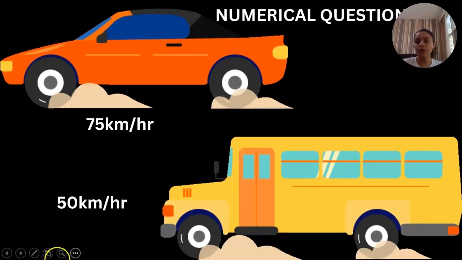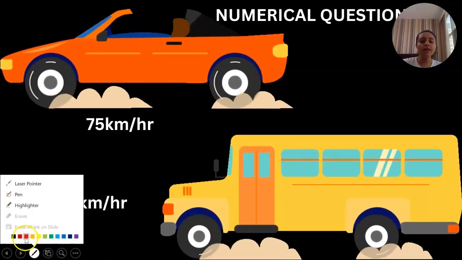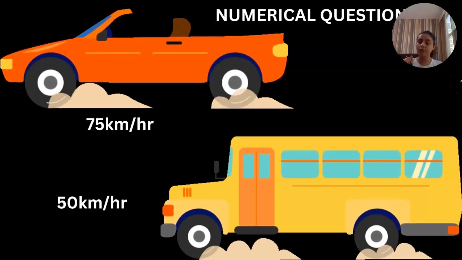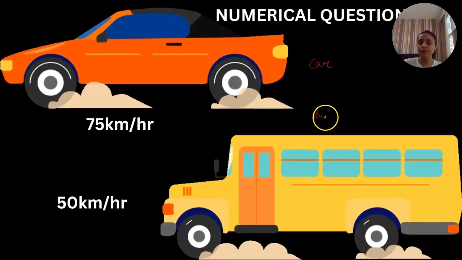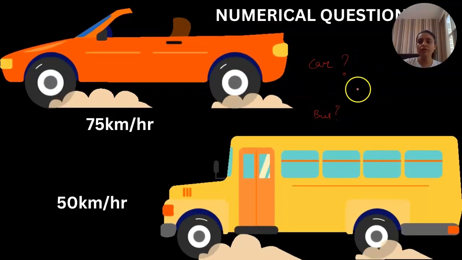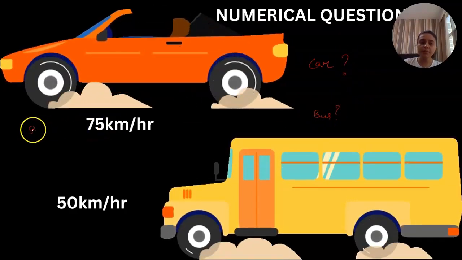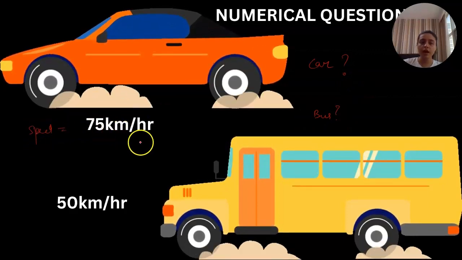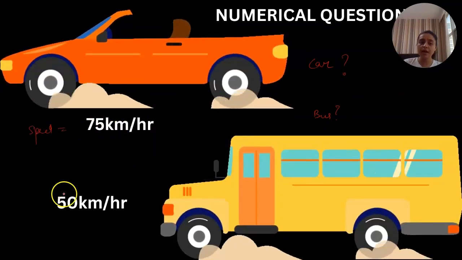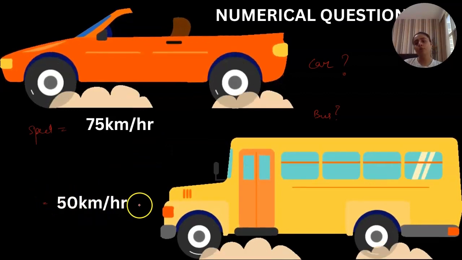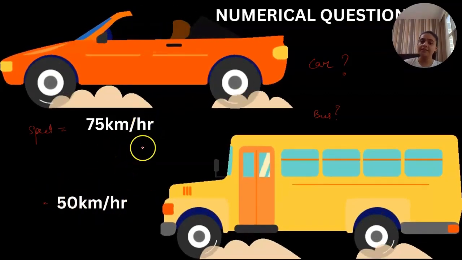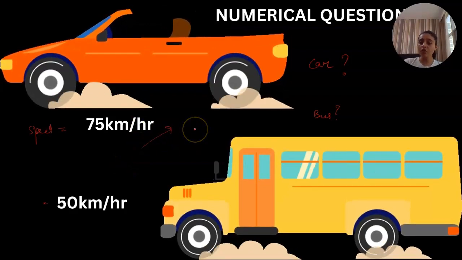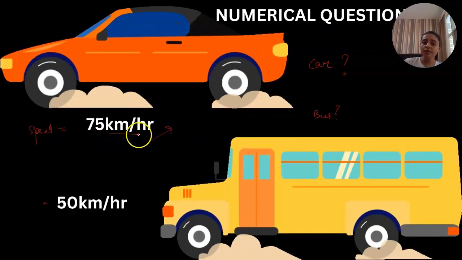You have to calculate who is the fastest between these two vehicles, the car or a bus. Who is the fastest? So here is the speed written. Speed of a car is 75 kilometers per hour and the bus is 50 kilometers per hour. So who is the fastest? Yes, the car. Okay. Always make sure these units should match.